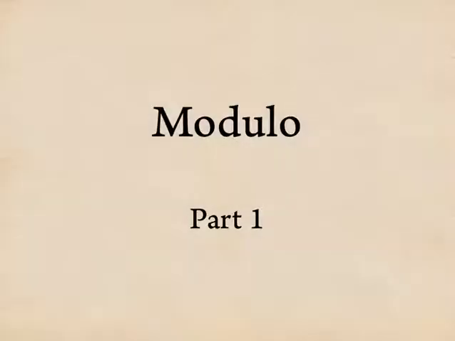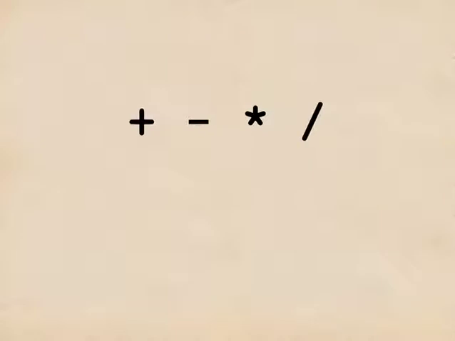We all grew up knowing plus, minus, times, and divide. In this video, we'll add one more operator to the mix. It's called modulo, or sometimes just mod. We write modulo operations just like addition or any of the others. We write a symbol between two numbers. To write modulo, we use the percent sign.